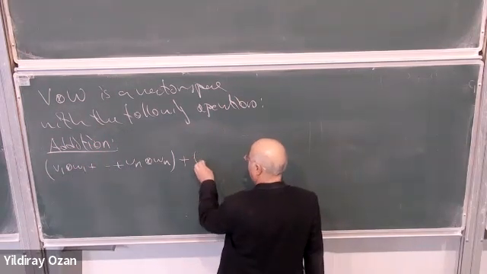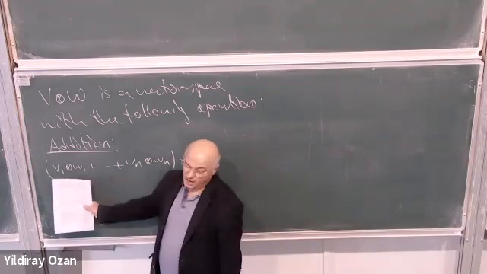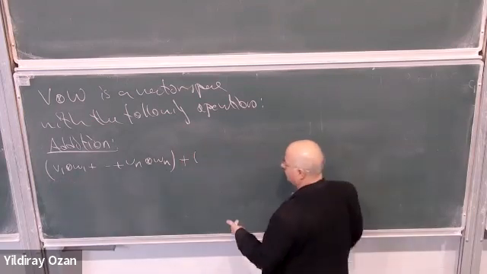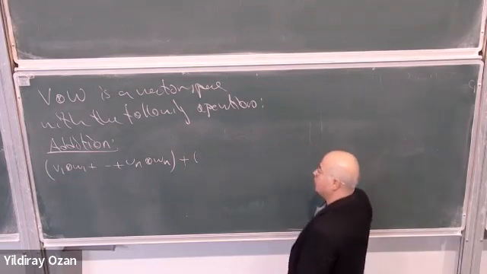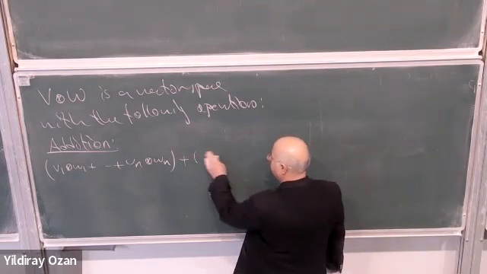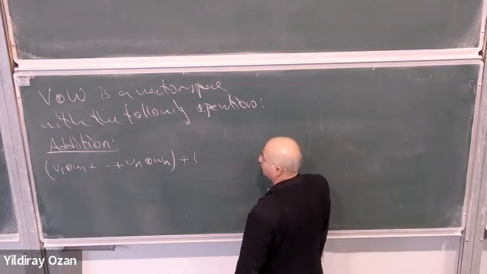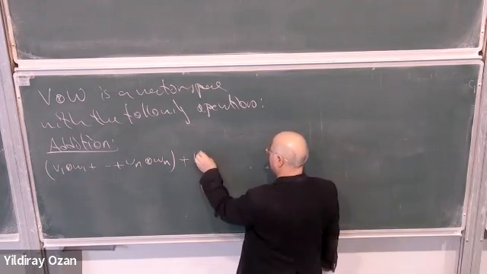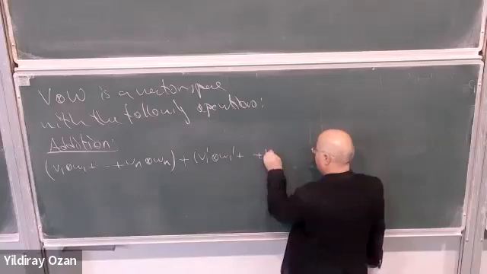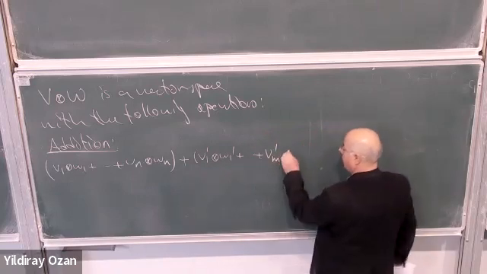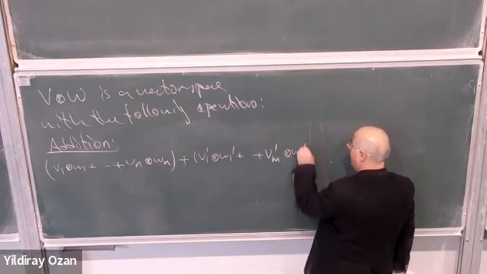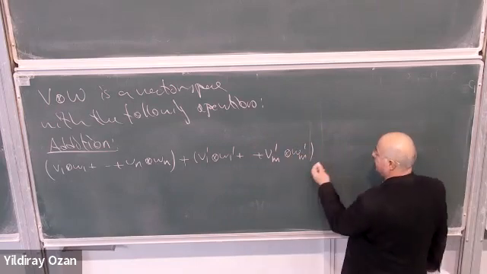Let's say, since I already used V1, I should use something else, right? So let's say V1 prime tensor W1 prime, up to Vm prime tensor Wm prime. It doesn't have to have the same number of elements. So I have to tell you what is the sum of these two.